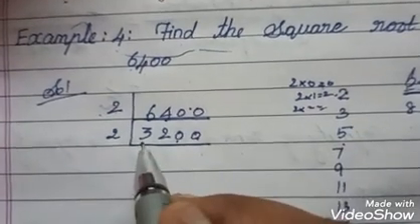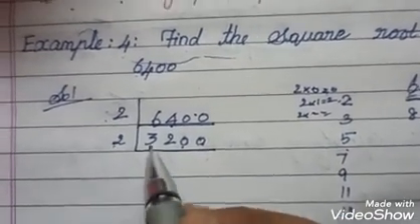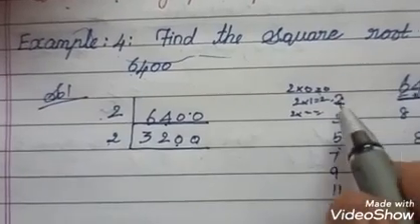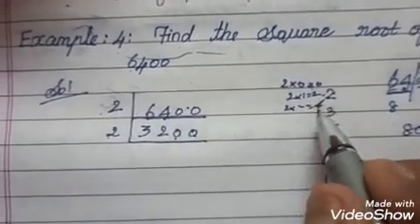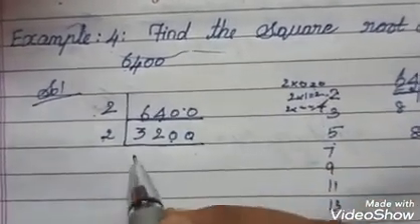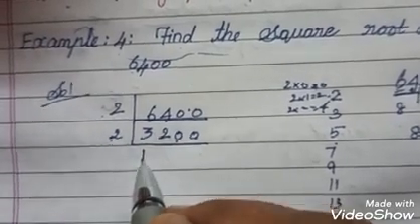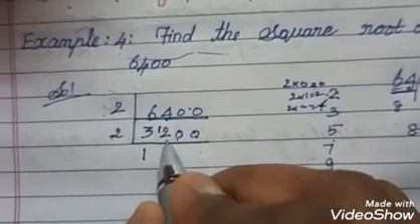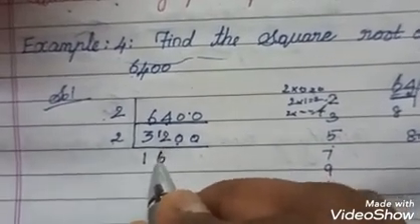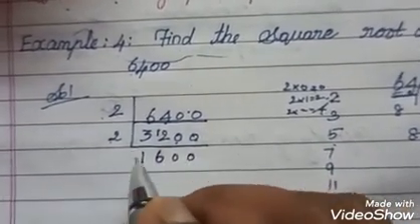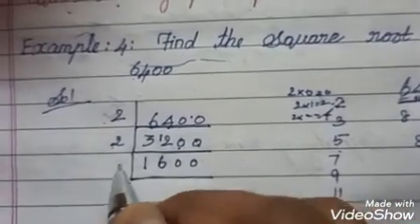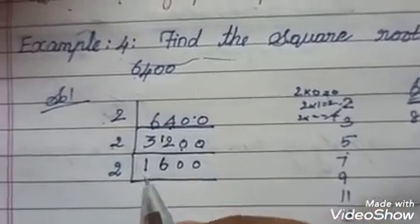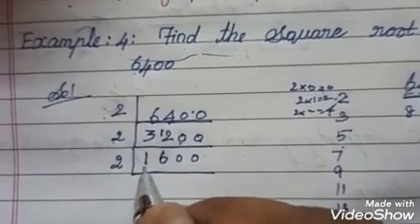Here you can see 3 is greater than 2. How many times? 1 time is 2, 2 times is 4. 4 is greater than 3, so you take only 1 time. What is remaining? Remaining 1 is there. So now this becomes 12. How many times? 6 times. Again you put the 0. So now you continue again with the 2. Here 1 is smaller.